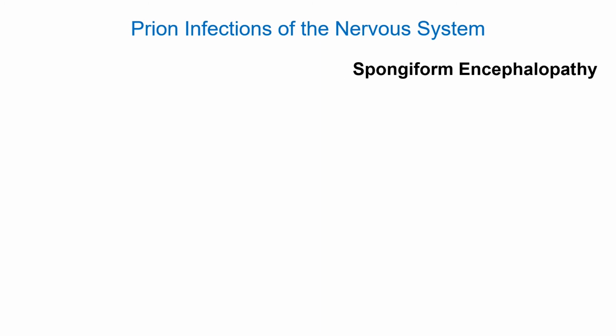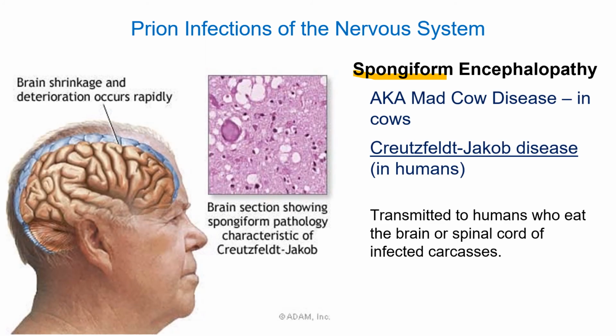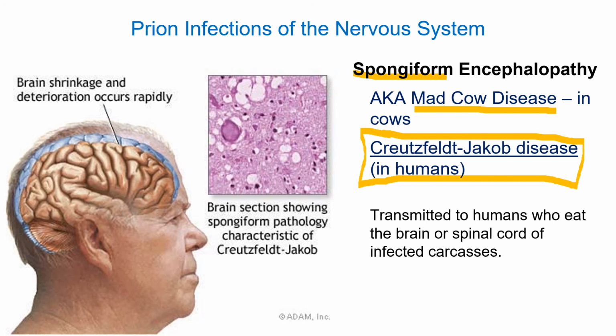We talked about one prion all semester. I'll refresh you in a moment. The term for prion diseases is spongiform, so spongy brain. The prion we talked about was this one here, the prion that causes Creutzfeldt-Jakob disease. It also causes mad cow disease in cattle and Creutzfeldt-Jakob disease in humans. This is transmitted to humans who eat the brain or spinal cord of infected carcasses. It's pretty rare in Canada, slightly more common in the UK, and due to changes in slaughterhouse practices, hopefully this disease will actually disappear.